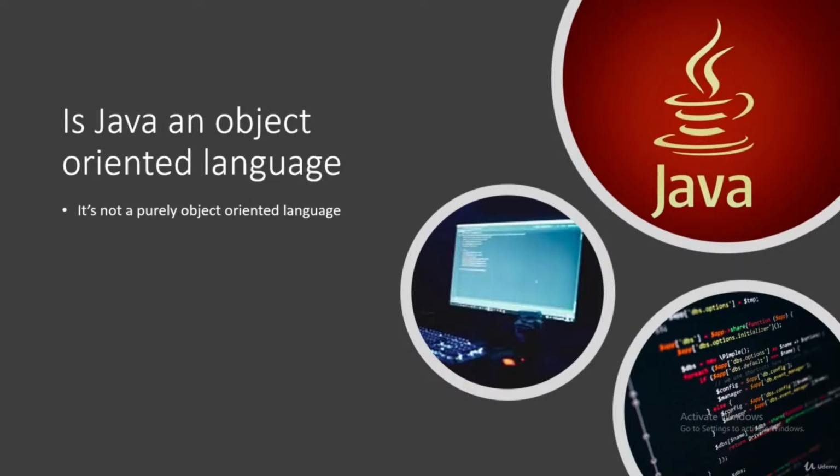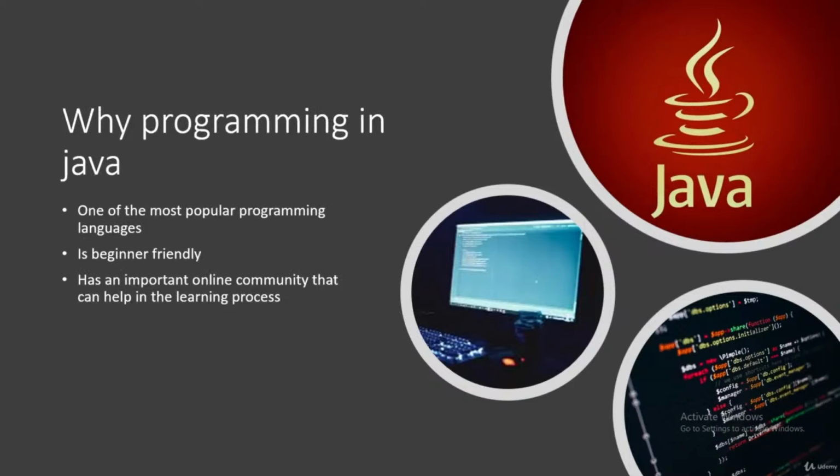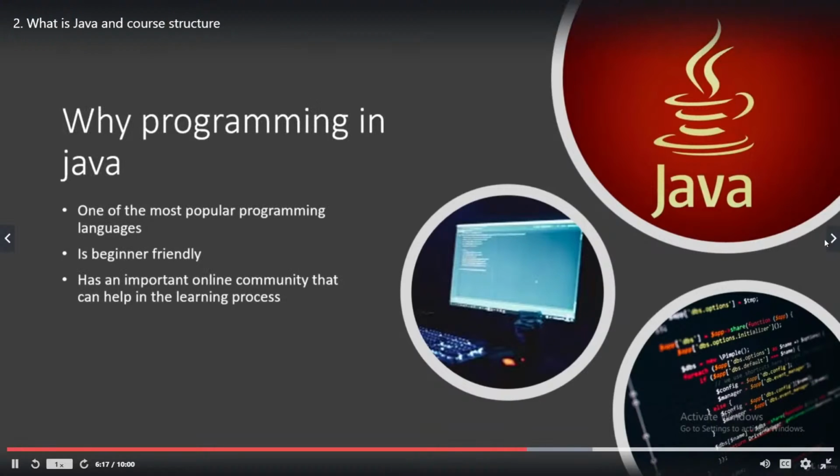And this is why it's not a pure object-oriented language, even if it respects some of the properties. All right, why programming in Java and why learning this programming language?